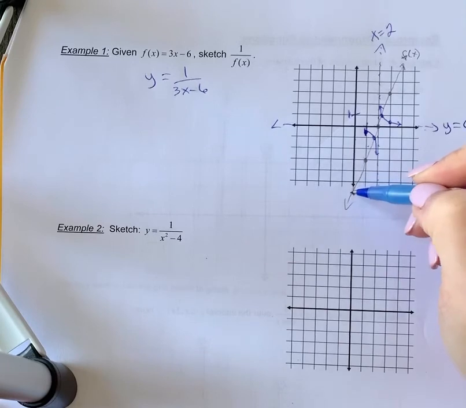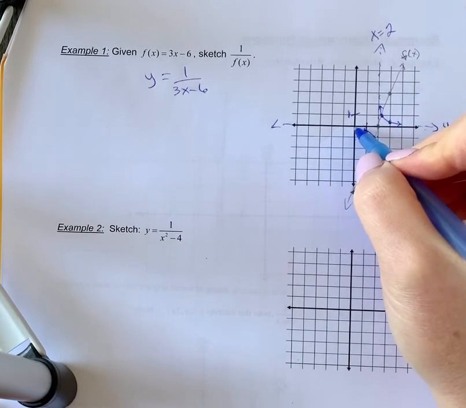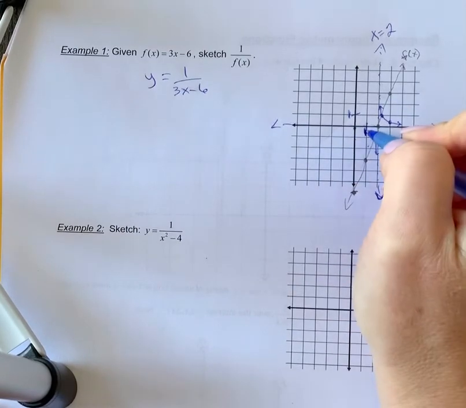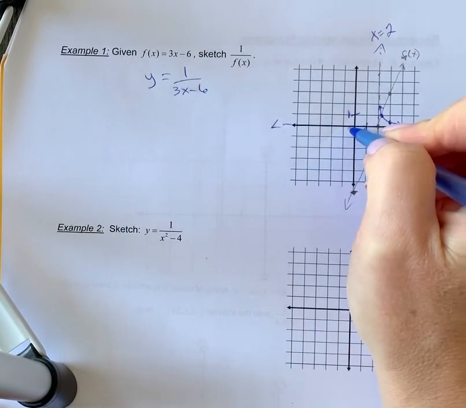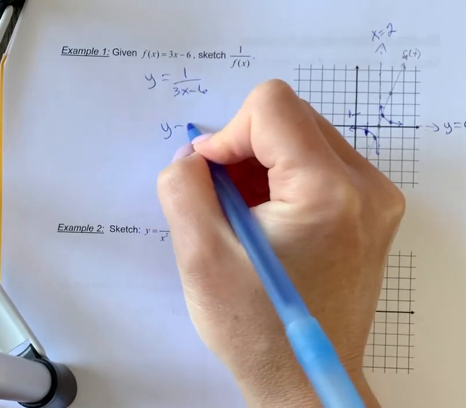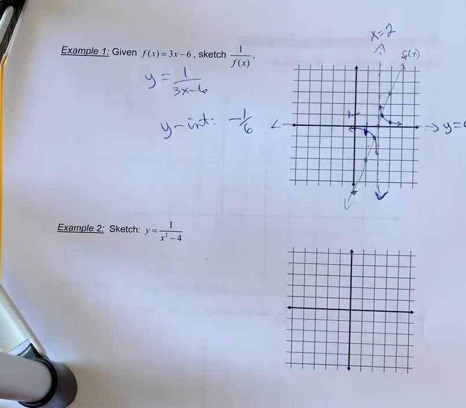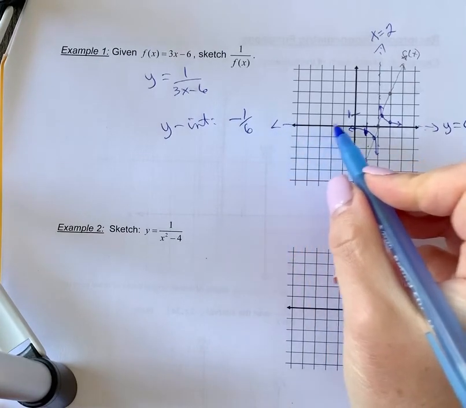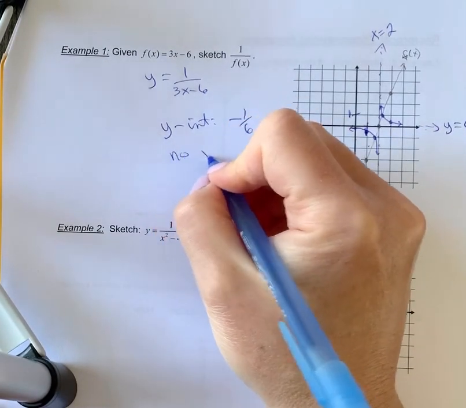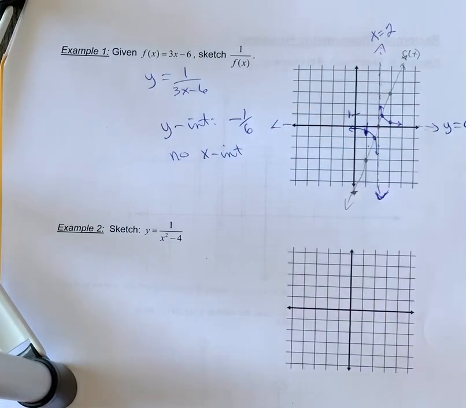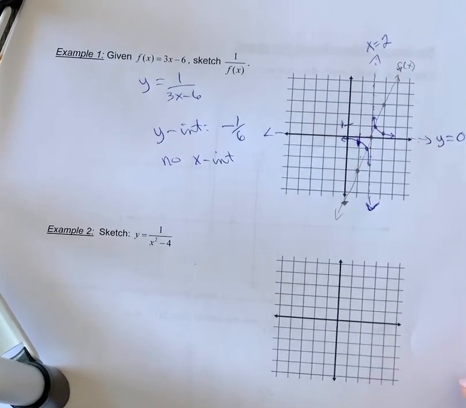Now, because this is an intercept, I think it's important to talk about it. This is -6, so the reciprocal would be -1/6. So that's even closer. So your y-intercept is -1/6. You would not have an x-intercept on this one. So intercepts are often important points as well that we need to talk about.